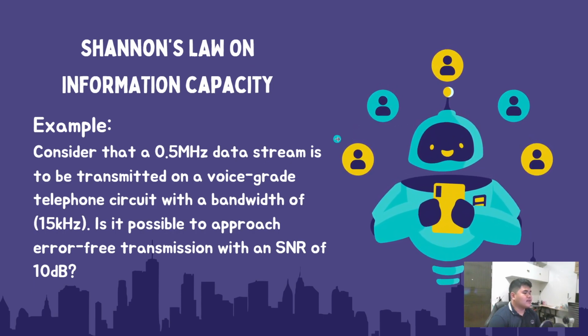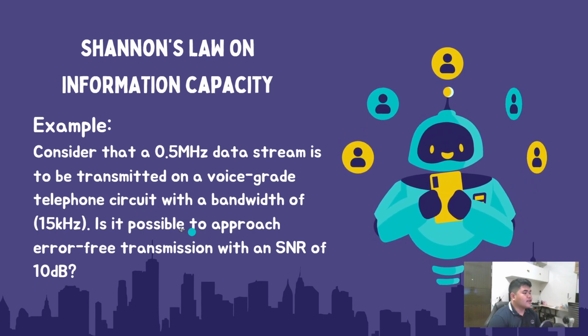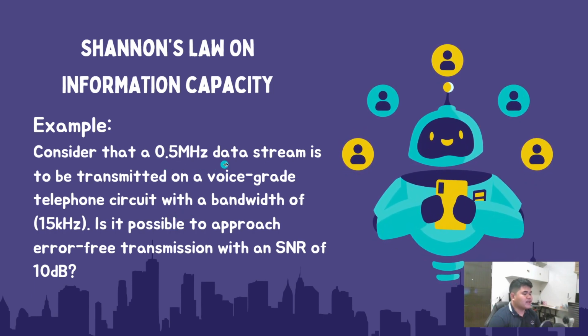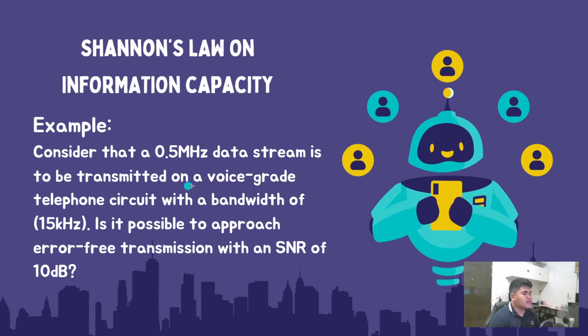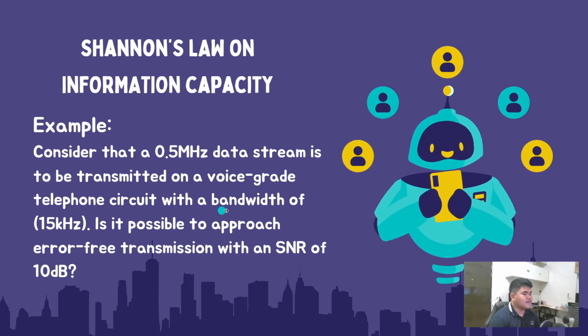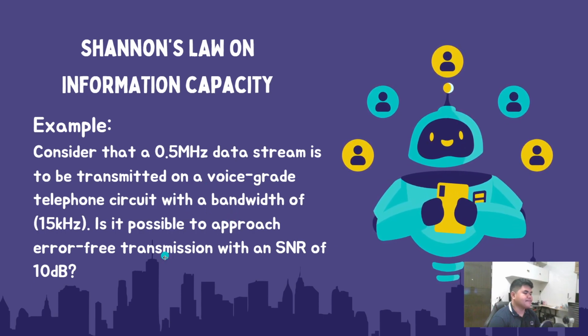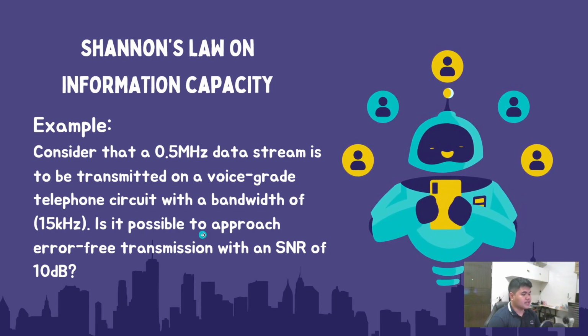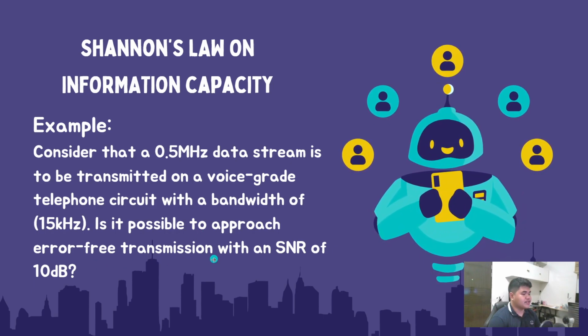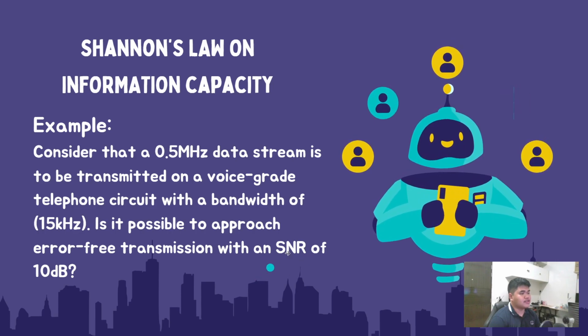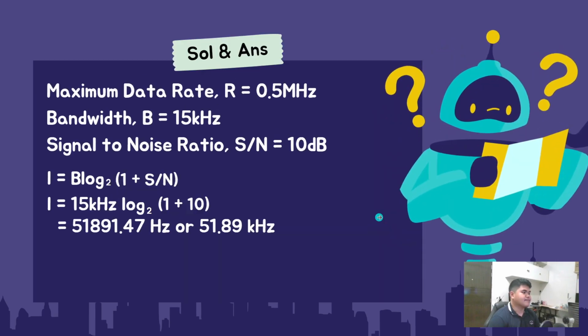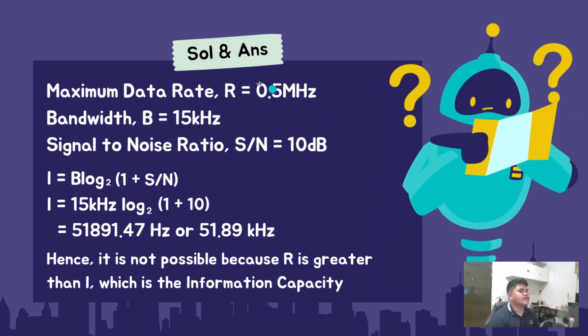The first example is this. Consider that a 0.5 MHz data stream is to be transmitted on a voice-grade telephone circuit with a bandwidth of 15 kHz. Is it possible to approach error-free transmission with a signal-to-noise ratio of 10 decibels? Answer.